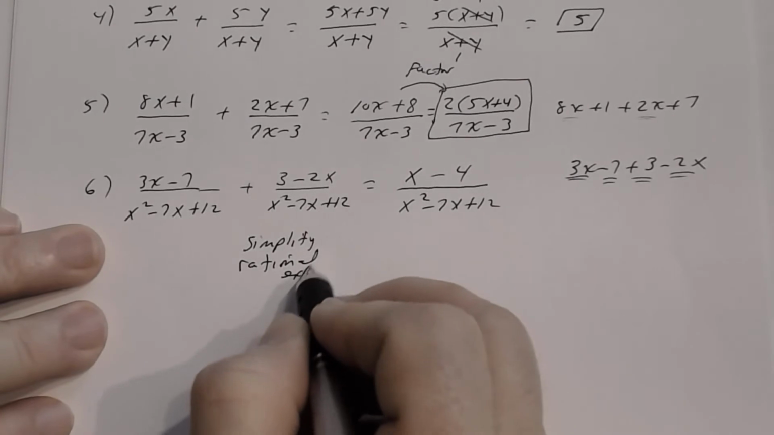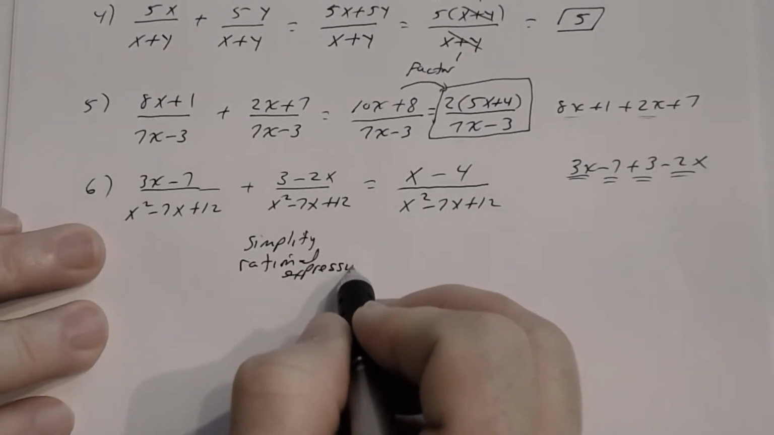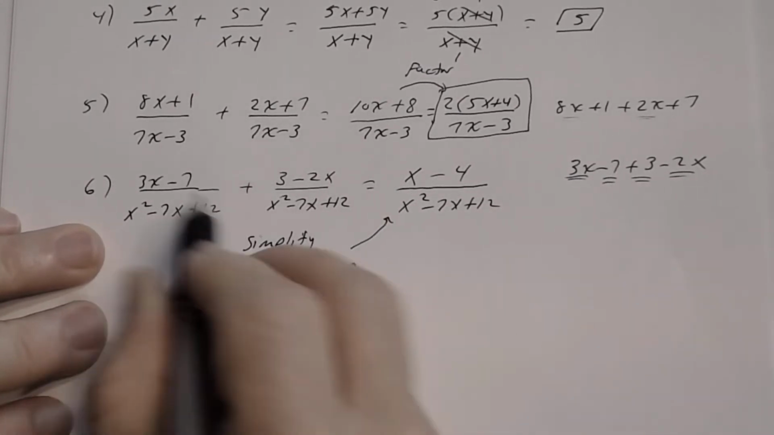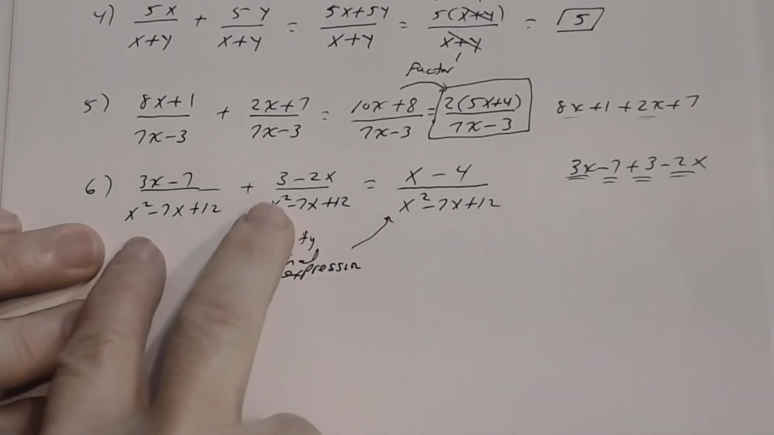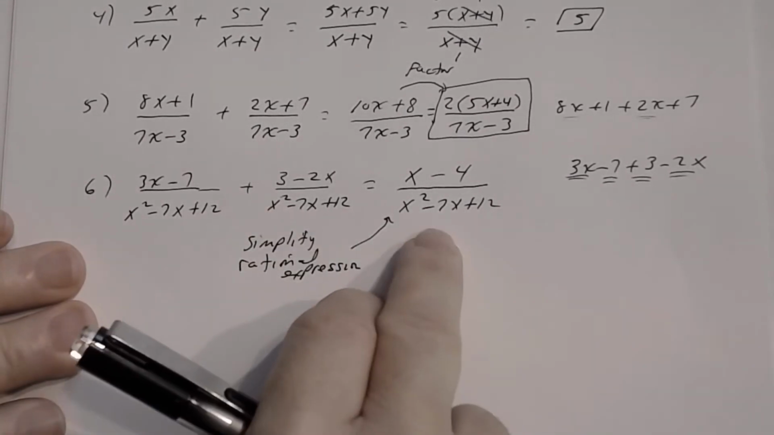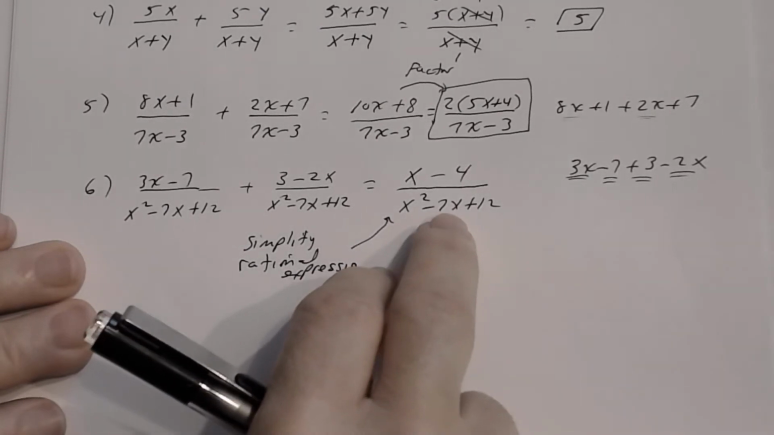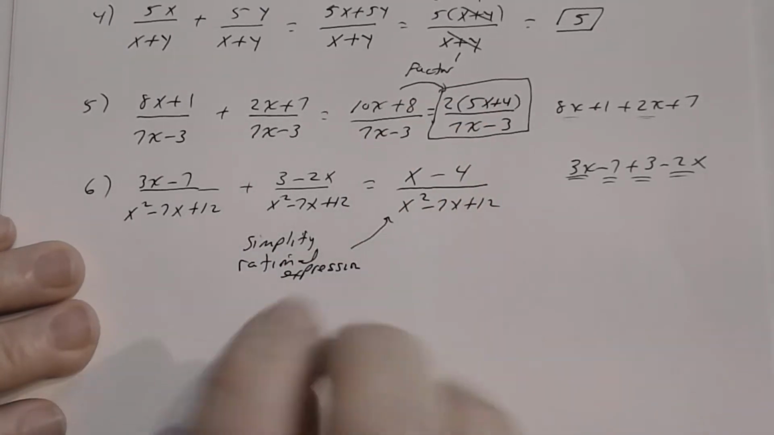And so when I say simplify the rational expression, I'm talking about this point here. You want the denominators to be the same. Once you get the denominators to be the same, then you get to that point and you simplify this. And to simplify this, you're going to factor.